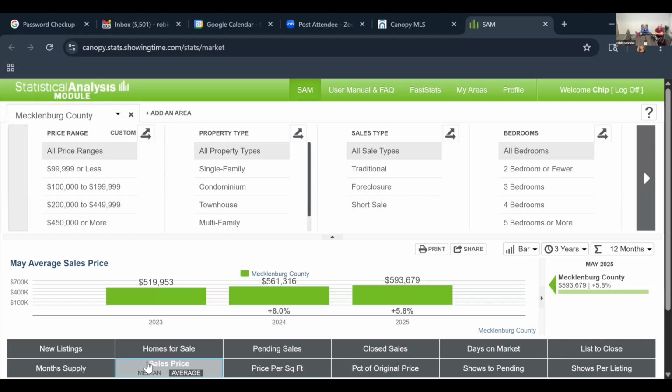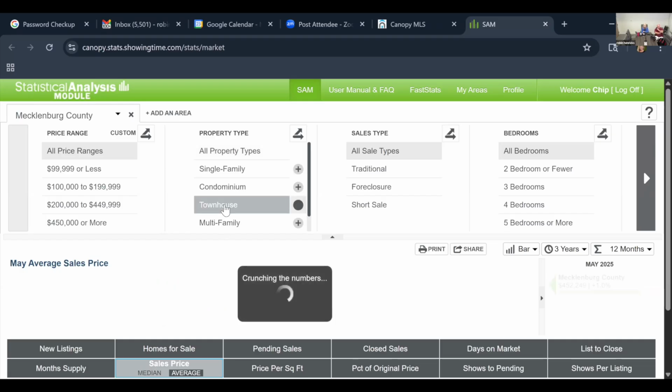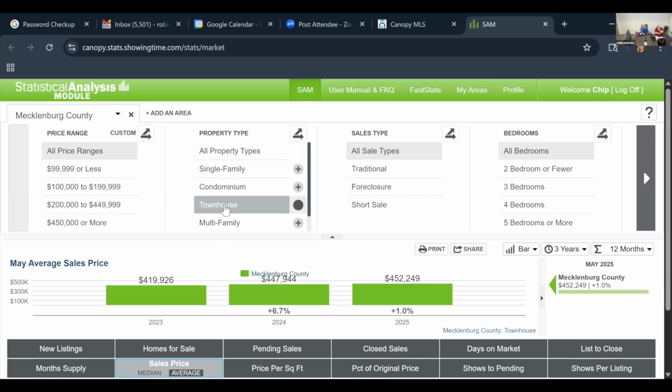Right. Well, the other thing we talked about in using this information is making sure that you get very focused on what type of property we're talking about, because we're going to show you how that changes so drastically. Let's look at townhouses next. So now we're just going to go townhouse specific. Wow, look at the townhouse market in Mecklenburg County. Last year, up over '23, up 6.7%. But wait, what's happening in '25? Only 1%. A big slowdown.